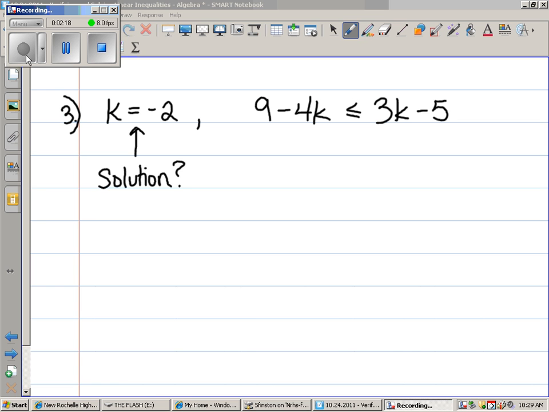All right, so let's play again. I'm telling you k equals -2, and I gave you an equation. How do we check to see if it's a solution?